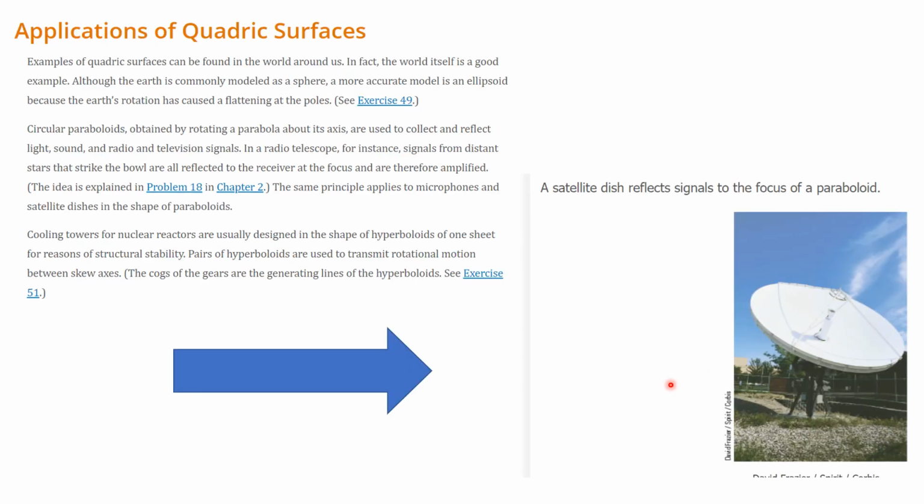Now, examples of quadric surfaces can be found in many places in the world. We talked about some of them earlier, but in fact the world itself is a good example because it's often considered to be a sphere, the shape of the Earth. It's considered to be a sphere, but more accurately it's an ellipsoid because the Earth's rotation has caused a flattening at the poles.